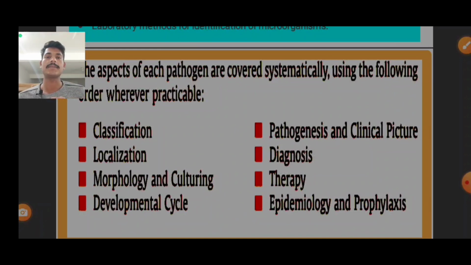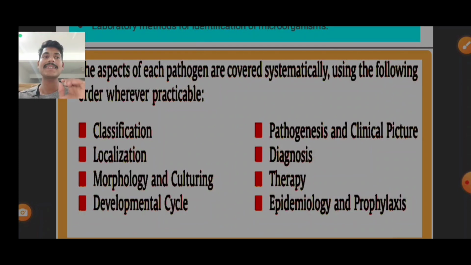Then the developmental cycle. Developmental cycle means how a pathogen grows, multiplies, and increases its progeny. That's called the developmental cycle. The developmental cycle is very necessary to understand, because in some diseases, say malaria, there is one proper cycle, and there are some anti-malaria drugs which inhibit the developmental cycle of malaria.